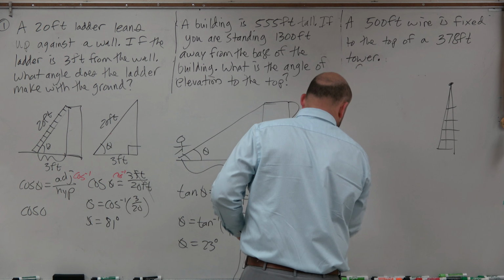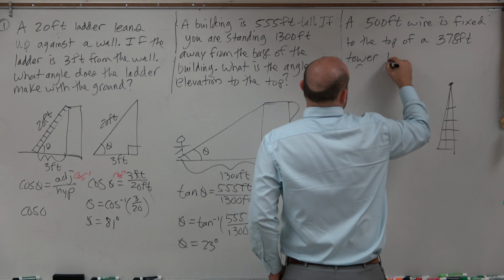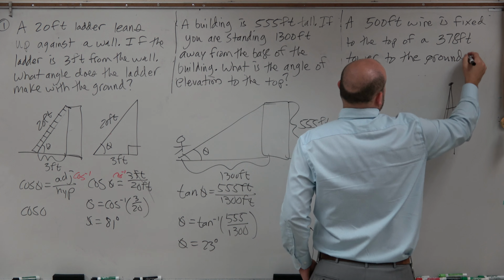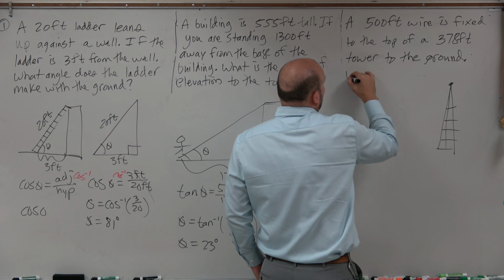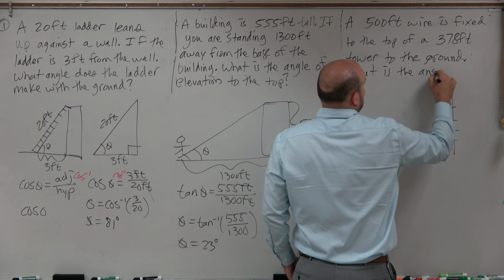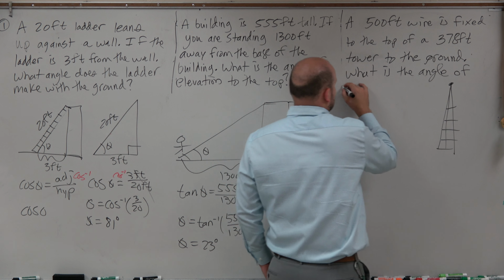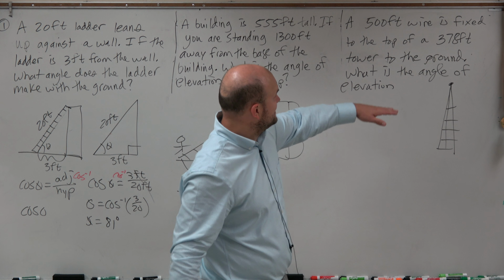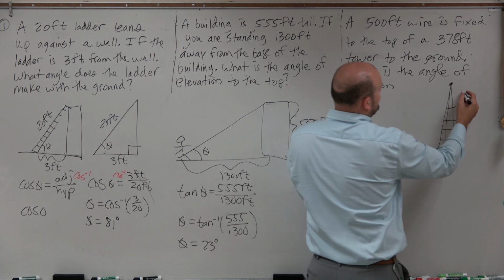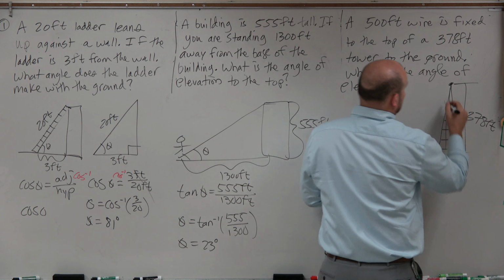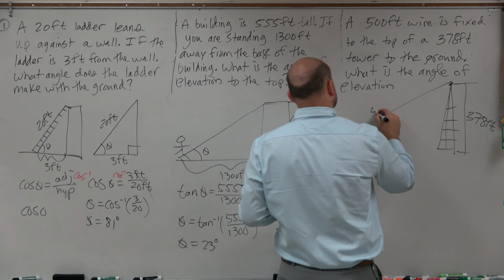My bad. To the ground. Now, what is the angle of elevation? So what I was trying to say is there is a 378-foot tower. So from here to here is 378 feet. Then you have this 500-foot wire.